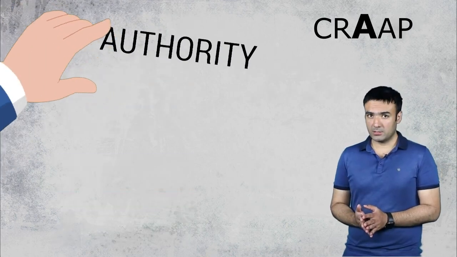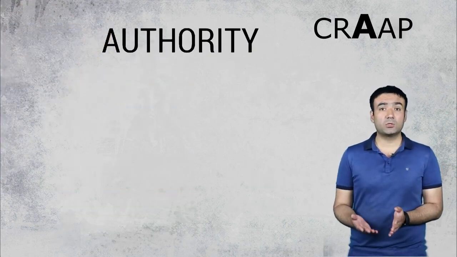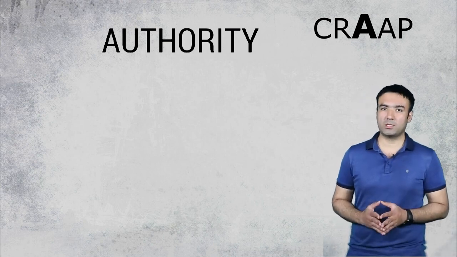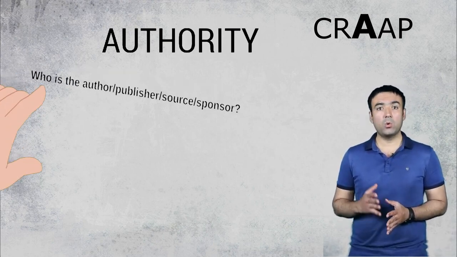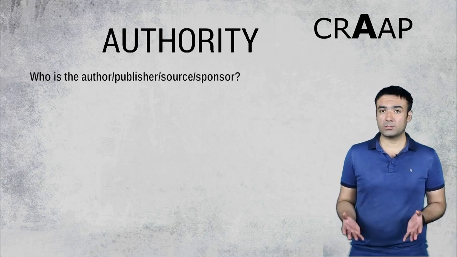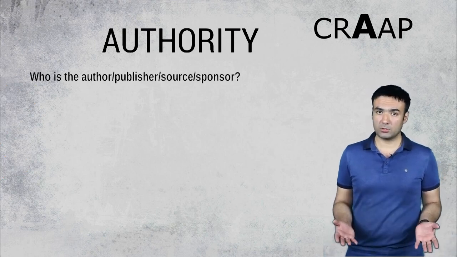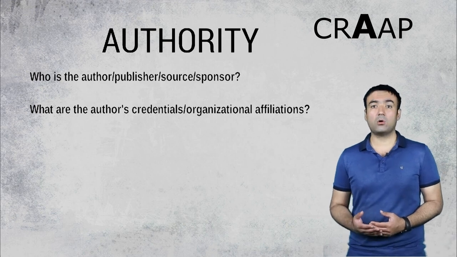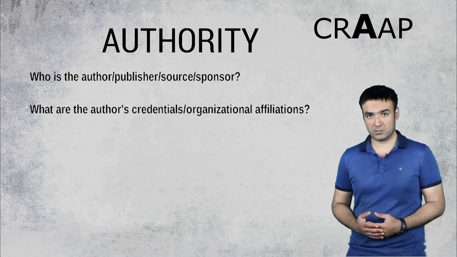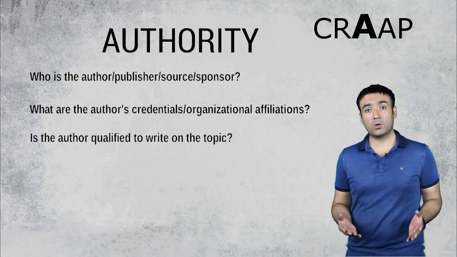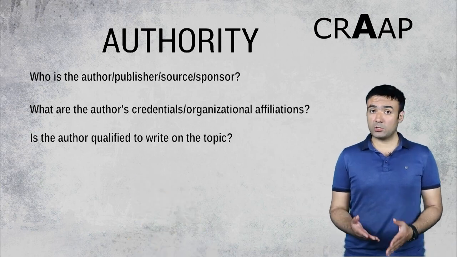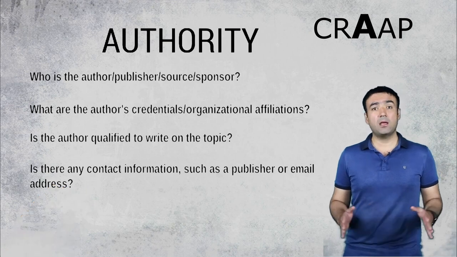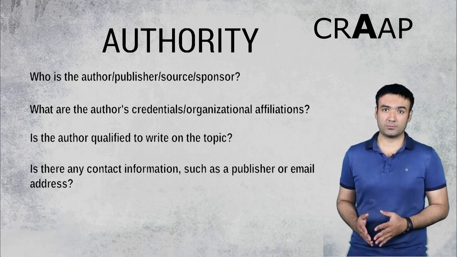Third is authority. Authority relates to the source of the information, and your source should provide answers to the questions. Who is the author, publisher, source, or sponsor? What are the author's credentials or organizational affiliations? Is the author qualified to write on the topic? Is there any contact information such as publisher or email address?